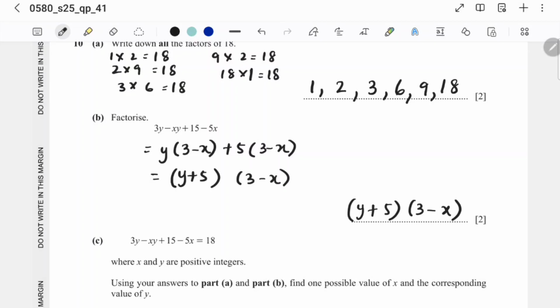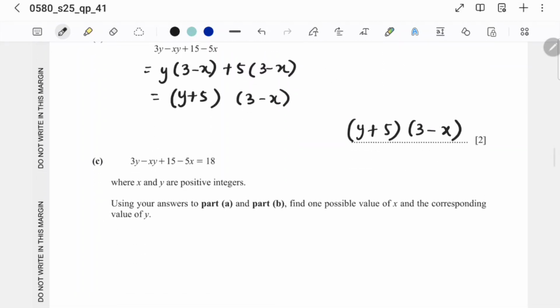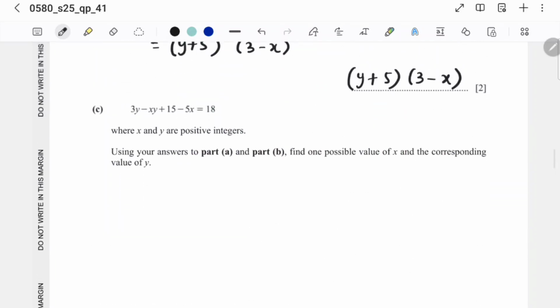Now part C. It is given that 3y minus x, so it's the same expression, plus 15 minus 5x, and then made an equation equals 18, where x and y are positive integers. Using your answer to part A and part B, find one possible value for x and the corresponding value of y. This question is a 2 marks question.